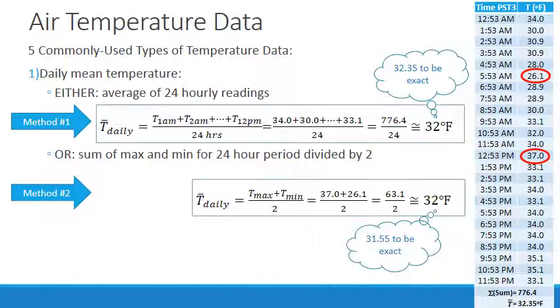I got a daily mean temperature of 31.55 degrees, which rounds up nicely to 32. Does it bother you that we calculated two different numbers for the daily mean temperature? I'm looking at the exact values here. Should it bother you? Are you getting the idea that this isn't as precise as, say, brain surgery?